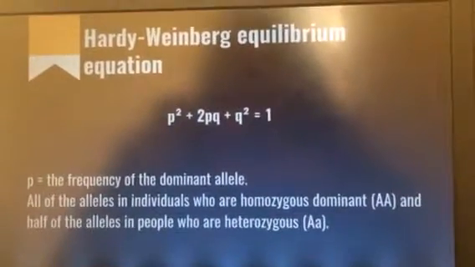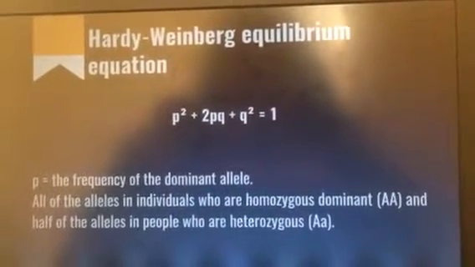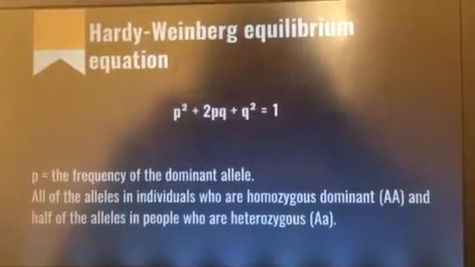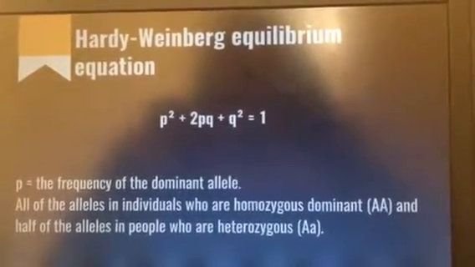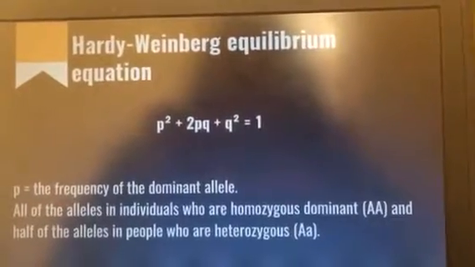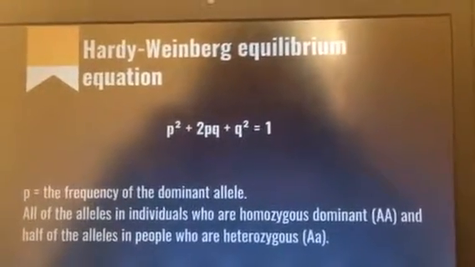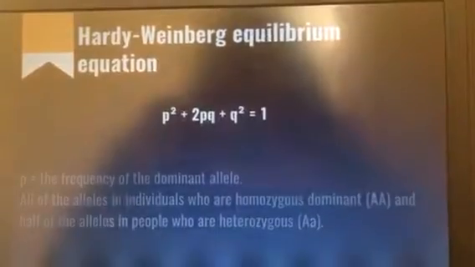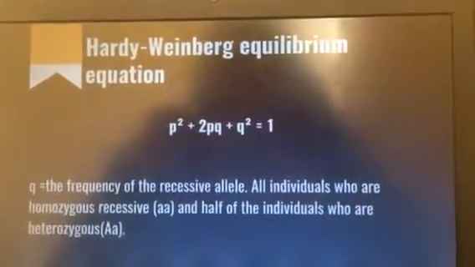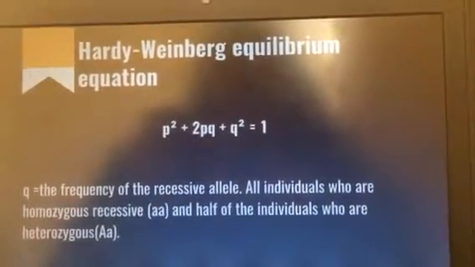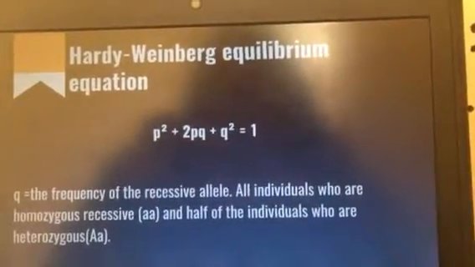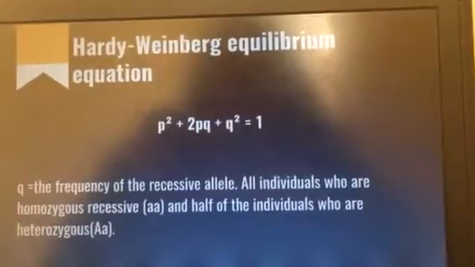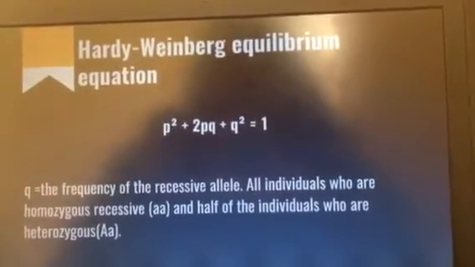P is the frequency of the dominant allele: all of the alleles in individuals who are homozygous dominant, for example, capital AA, and half the alleles in individuals who are heterozygous, which is one capital A and one lowercase a. Q is the frequency of the recessive allele: all of the alleles in individuals who are homozygous recessive, which is little a, little a, and half the alleles in individuals who are heterozygous, which is capital A, little a.